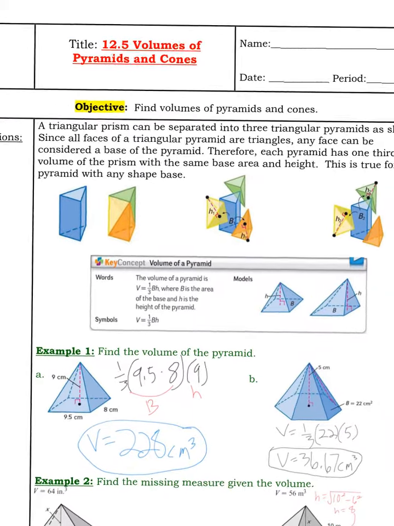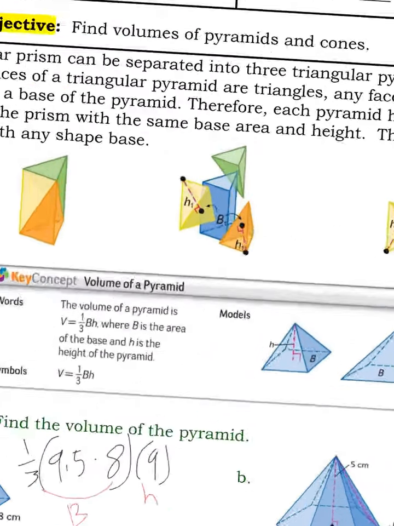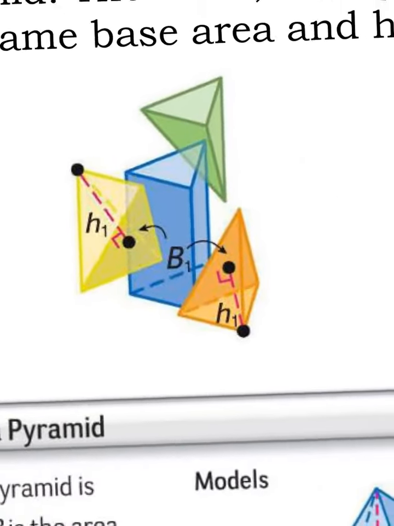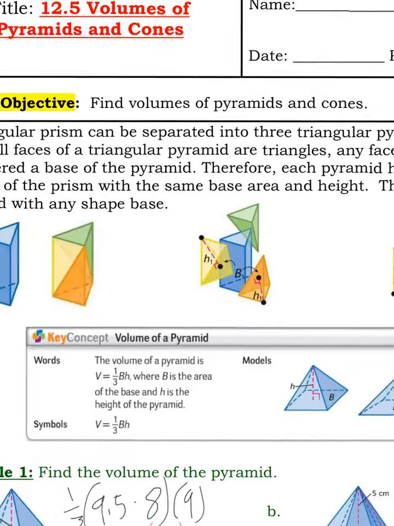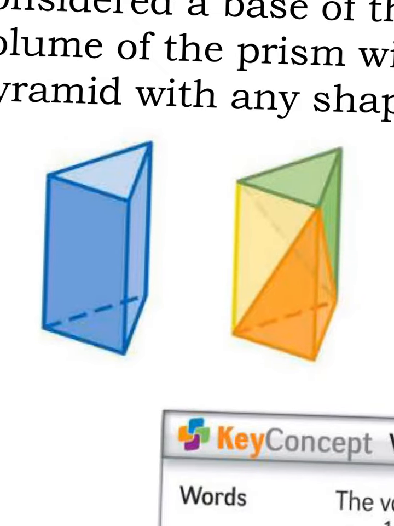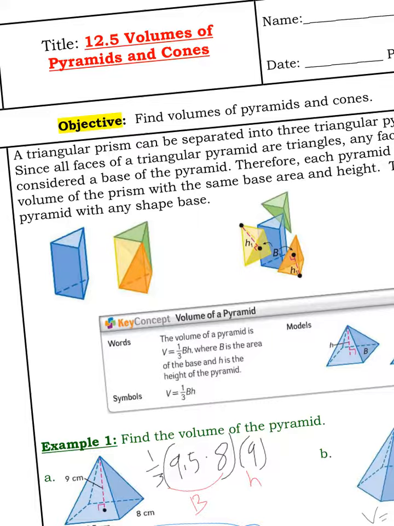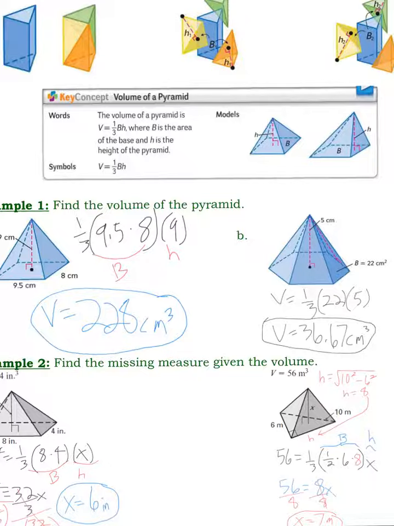Now, if you'll recall from the previous section, the volume of a prism was area of the base times the height of the prism. So the reason why it's 1/3 for a pyramid is that you can chop up a prism into 3 congruent pyramids. And so if you piece together those 3 pyramids, it would look like that prism. So because of that, you can say the volume of it is 1/3 of the area of the base times the height. So here are the first 2 examples.